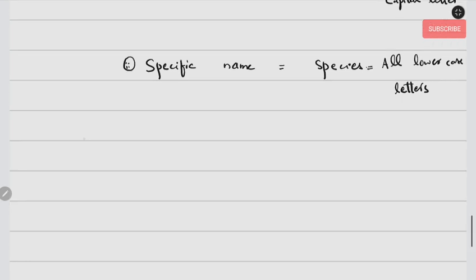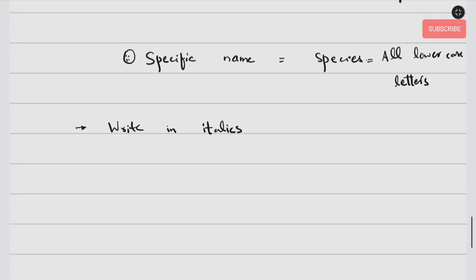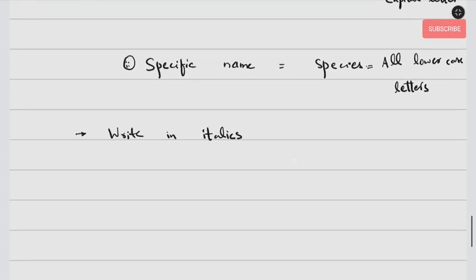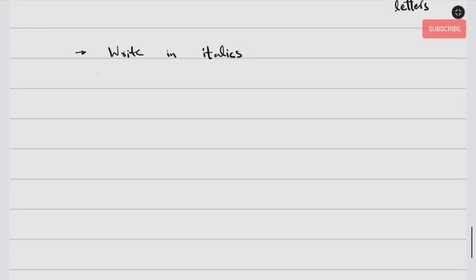Okay, another rule he proposed was to write it in italics, which indicates that they are Latin. If you cannot write it in italics, then you can underline it. So these are the main rules. All right, let's do a couple of examples.